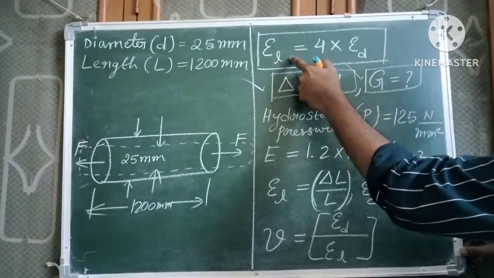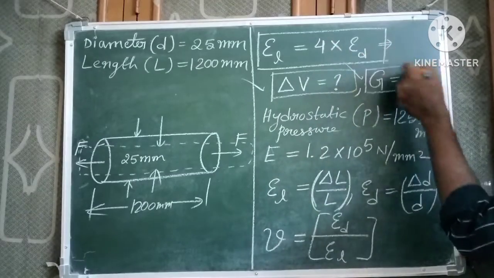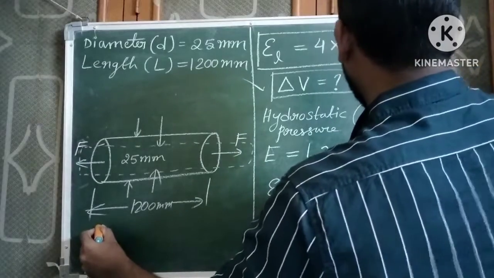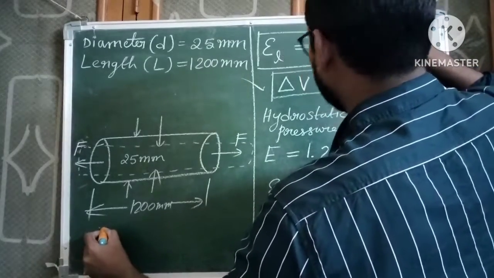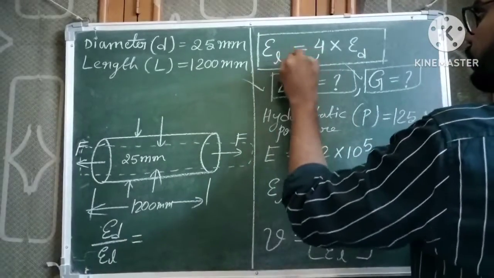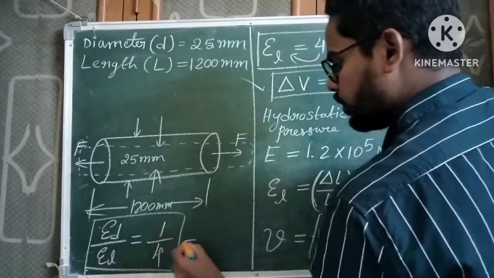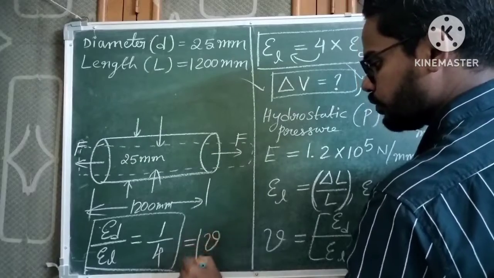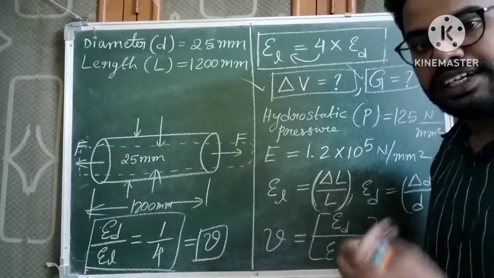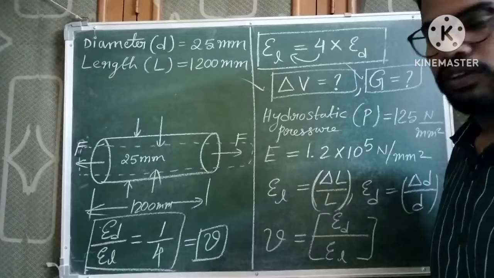So from this relation, epsilon L is equal to 4 into epsilon D. Transposing, epsilon D by epsilon L is equal to 1 by 4. Epsilon D by epsilon L means Poisson's ratio, nu. So here he has indirectly given Poisson's ratio. Poisson's ratio is 1 by 4.